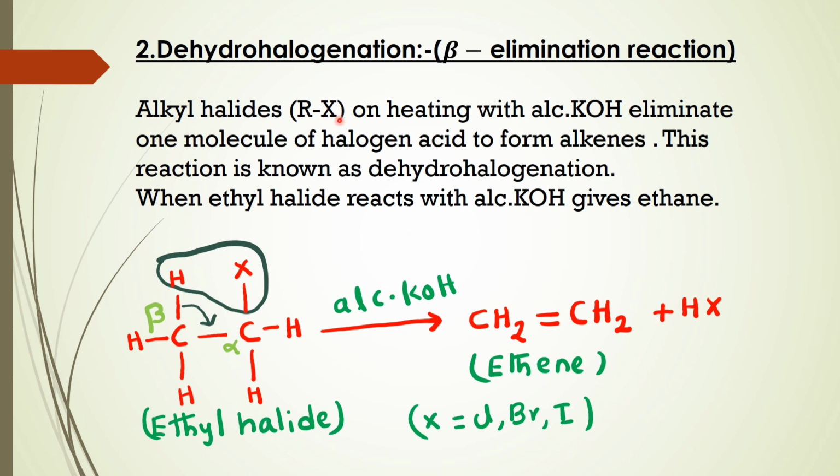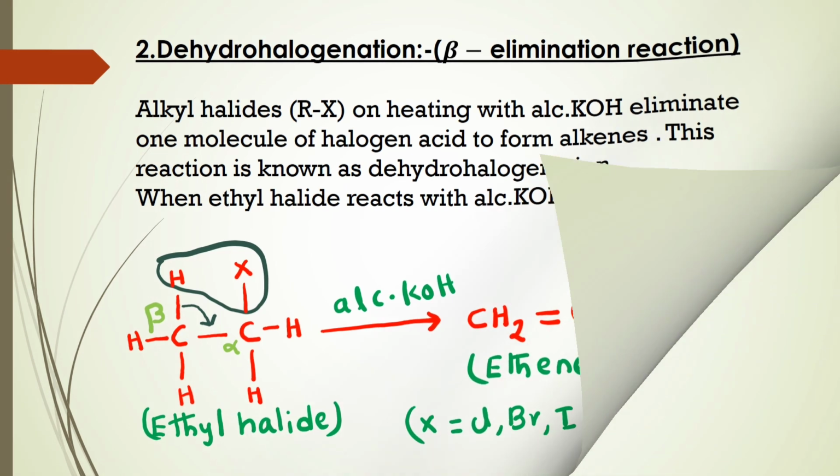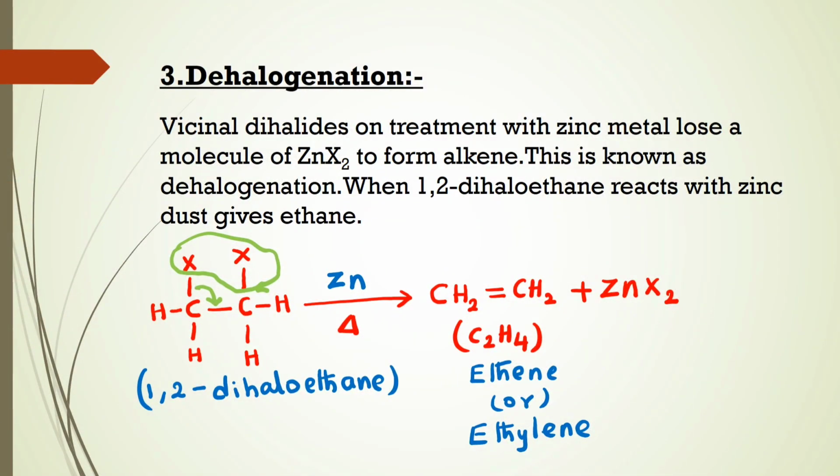In the brackets you can also read beta elimination reaction. Beta means the hydrogen is removed from the beta carbon. The hydrogen is eliminated from the beta carbon, so this reaction is also called beta elimination reaction. Okay, next, moving to the third method of preparing ethylene: dehalogenation.